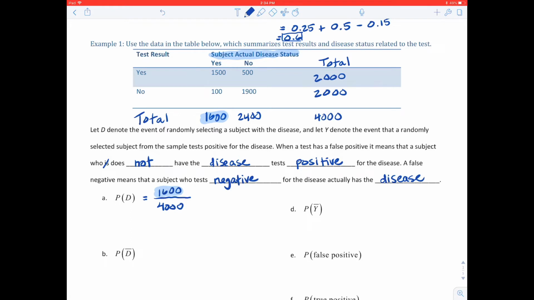So if we reduce this, what's it going to be? It'll end up being 2/5. And that, of course, is also equal to 40% if you change it around.